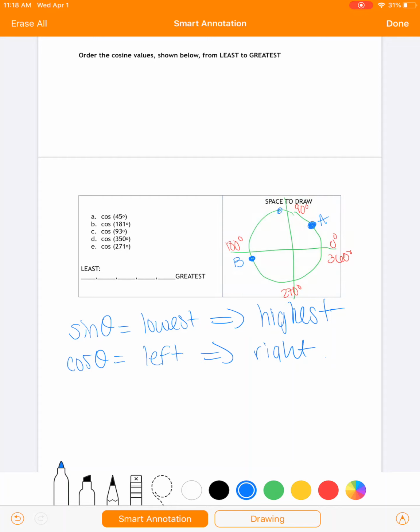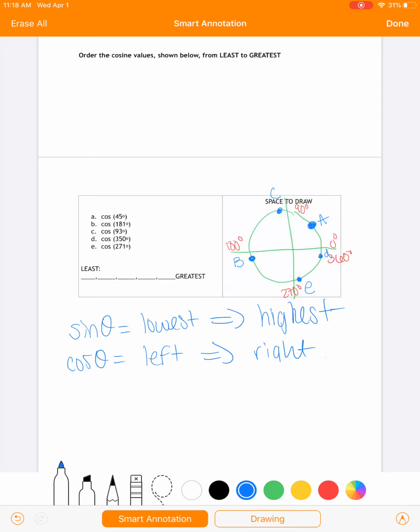93 degrees would be a little bit past 90. So that's my point C. 271 would be a little past 270. Oh, that's my point E. Sorry, I skipped one. And D, 350 would be, I haven't yet hit 360. So here would be my point D.